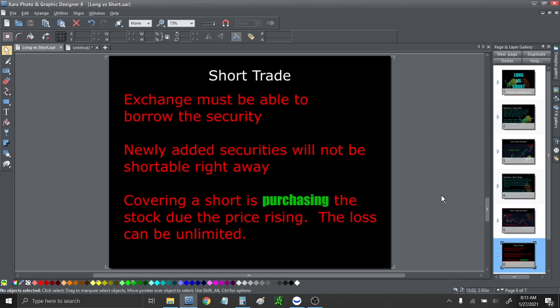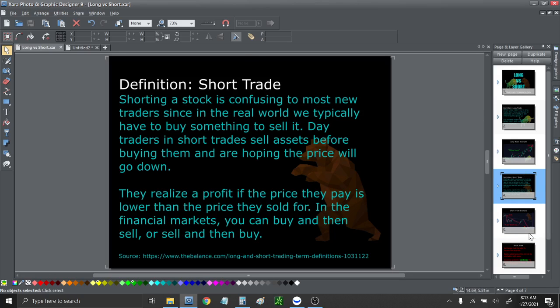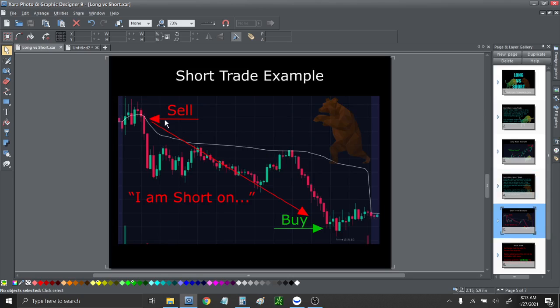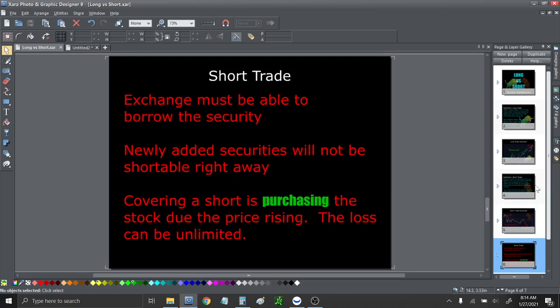You want to be careful with short trades, though. Some exchanges don't offer shorting, so it's exchange dependent whether the exchange can borrow it or not. Because as you can see here, the share has to be available for short. The exchange will tell you if it is available for that particular stock. Not all stocks are shortable, as this slide indicates, especially ones that are new, like in an IPO or in a SPAC.